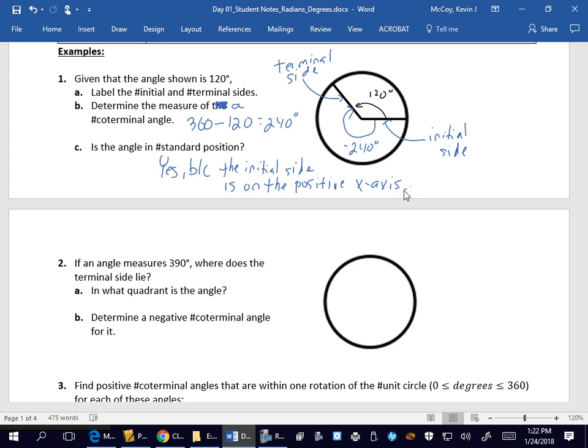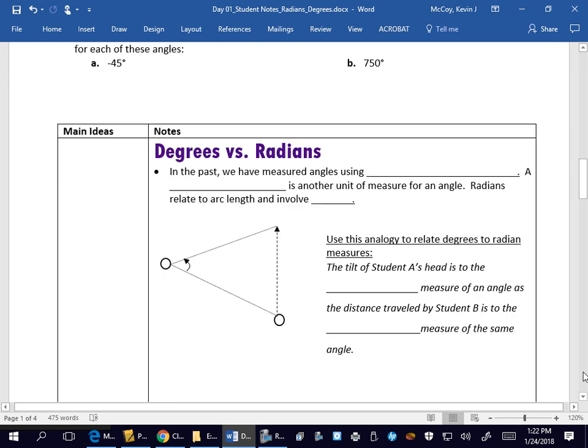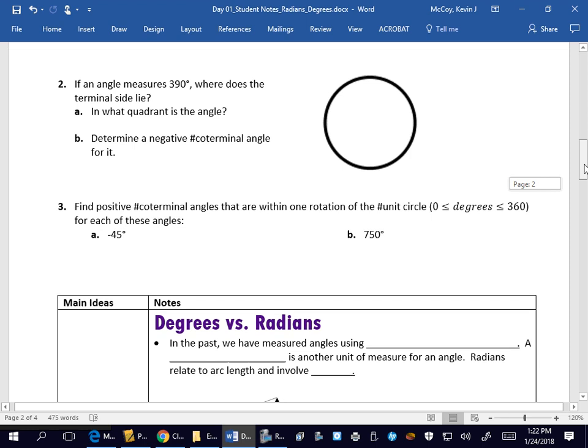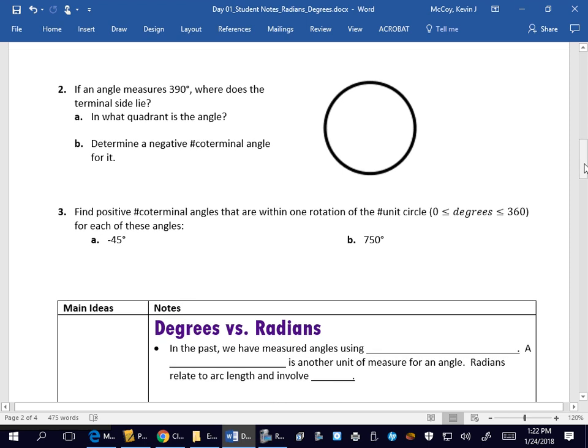Number 2, if an angle measures 390 degrees, where does the terminal side lie? And it's going to ask us about quadrants, and we'll talk about all that stuff here in a second. So if an angle measures 390 degrees, where does the terminal side lie? So let's go ahead and put in our initial side. Okay, we're going to go like here. Positive x-axis will be our initial side.